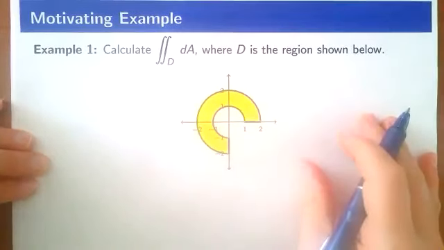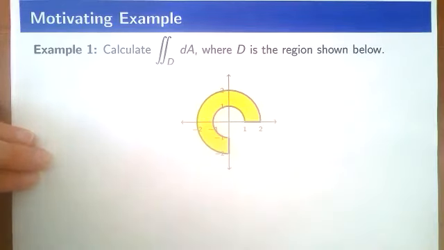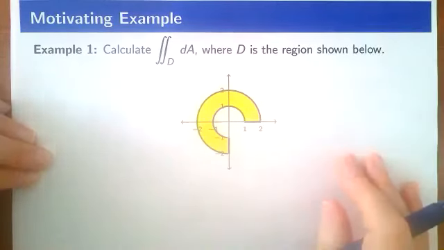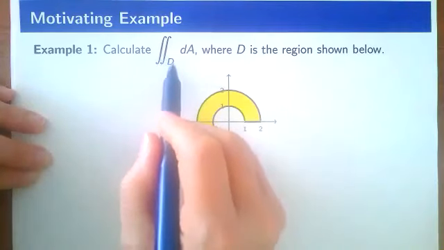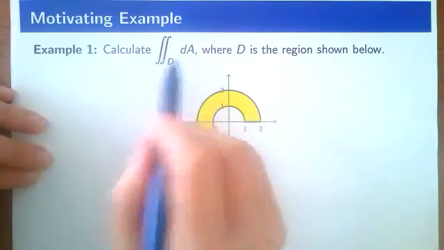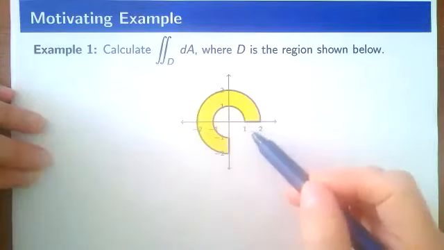We're trying to motivate you into understanding why we need transformations. Example 1: calculate the double integral over region D of dA, where D is the region shown below.